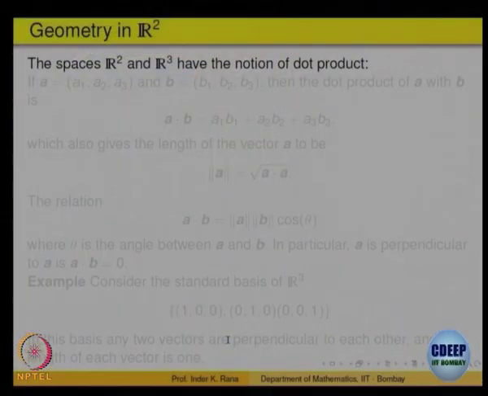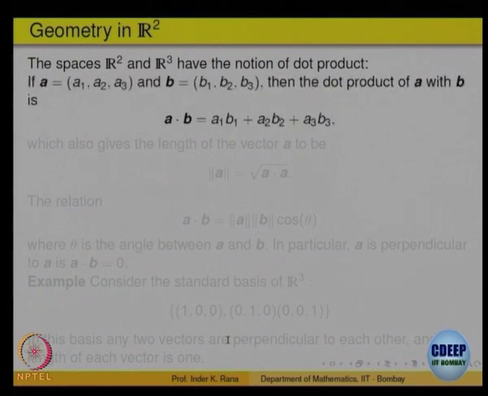But on R2 and R3 there is another important thing. Not only this notion of distance, not only this notion of linearity, there is a notion of angle in R2 and R3. Given two vectors, you can find out what is the angle between those two vectors. Given two vectors in R3, you can find out what is the angle between them, right. And because of that, lot more geometry can be done in R2 and R3. So, let us just revise that and see what we want to do.